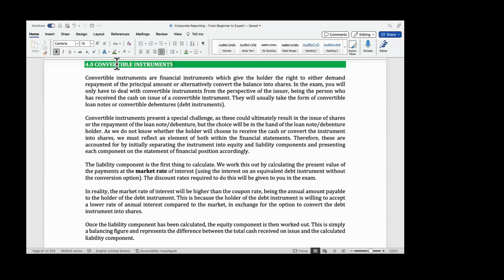So the challenge is that I don't know what you want to do. It's just an option. So I'm not sure whether you would convert it to shares, or whether you want to collect your money back. So the challenge I have is: how do I then classify the money I have borrowed? Because this money now has two elements. Am I going to recognize it in my books as financial liability or equity?